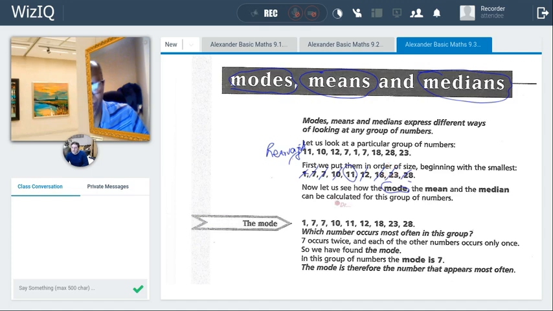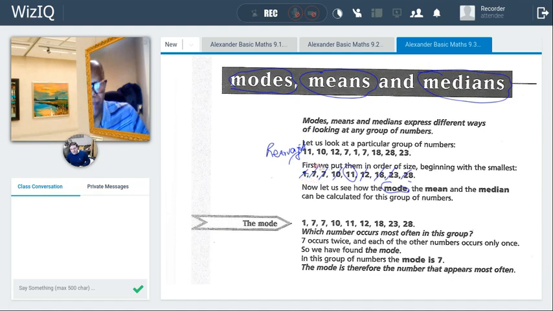The mode: which number occurs most often in this group? 7 occurs twice, and each of the other numbers occurs only once. So we have found the mode. In this group of numbers, the mode is 7. Mode is therefore the number that appears most often. That's the definition.